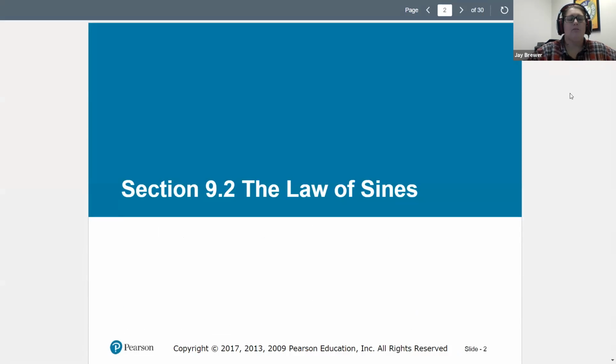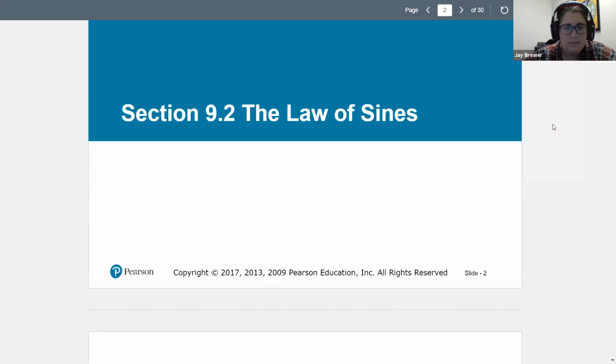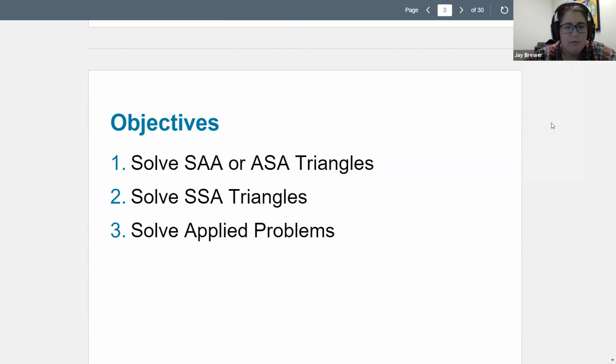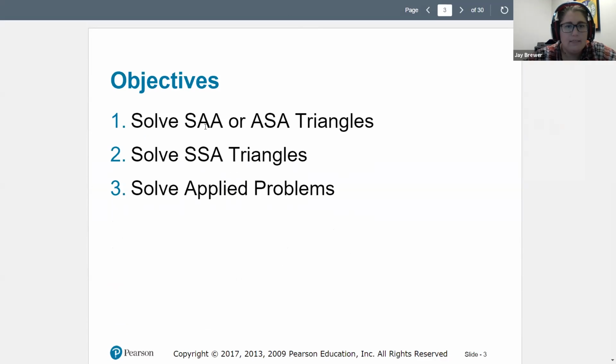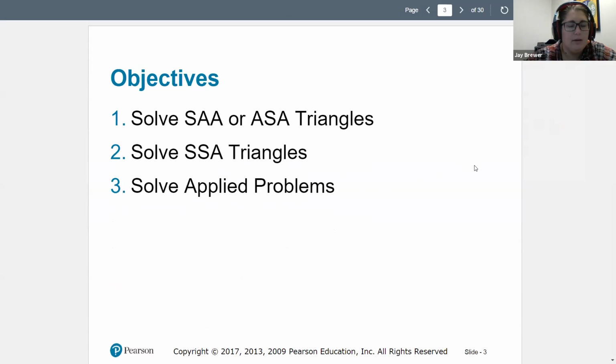Okay, so now we're going to look at the law of sines. Does anyone remember the law of sines at all from high school? Okay. So it's kind of easy once you get the hang of it. It's a pretty powerful tool. So we're going to look at solving side angle angle or angle side angle triangles. We're going to solve side angle triangles and solve some more applied problems.